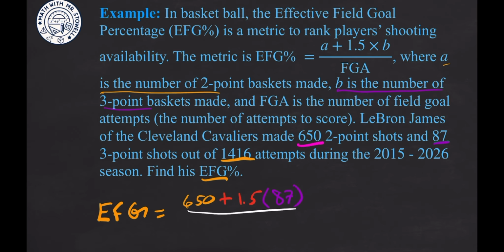Remember, FGA, the field goal attempts, is the total number of attempts. So this would be 1,416. Okay, we're just taking those values and substituting them in. FGA, number of field goal attempts. We're just taking each of those values, figuring out what they actually are, and replacing those values.